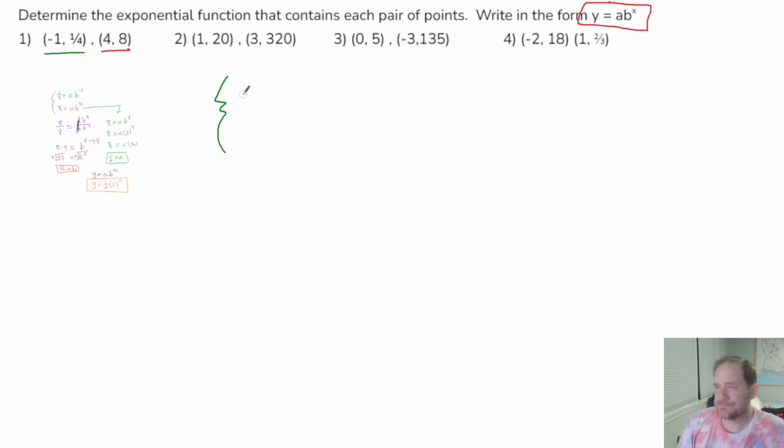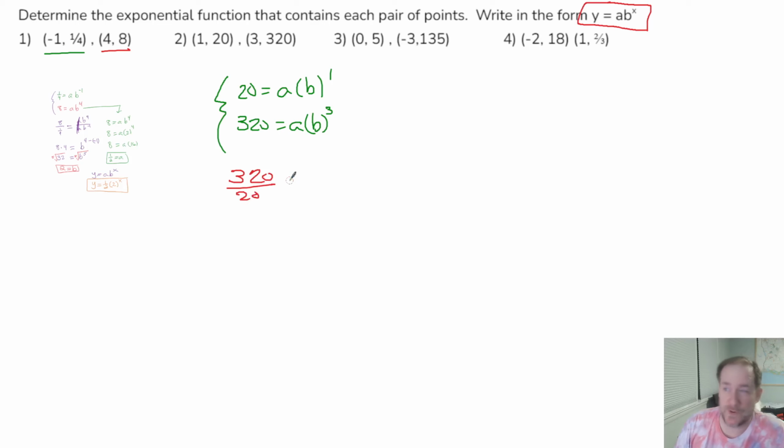So again, this first one is going to be 20 equals a times b to the 1. And the second equation will be 320 equals a times b cubed. Now, we're just going to divide. We obviously want to put the 320 in the numerator because 320 divided by 20 is going to come out cleaner than 20 divided by 320. So then we'll put ab cubed in the numerator, divide that by a b to the 1, and we'll see that the a's cancel.